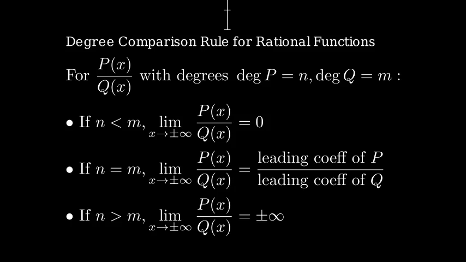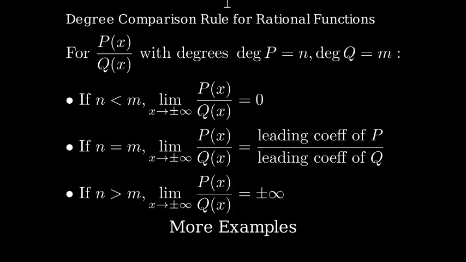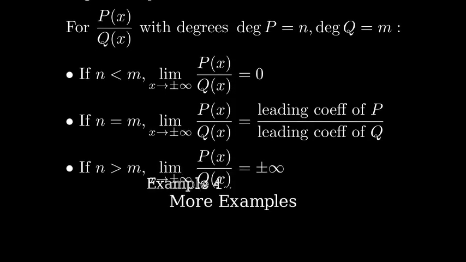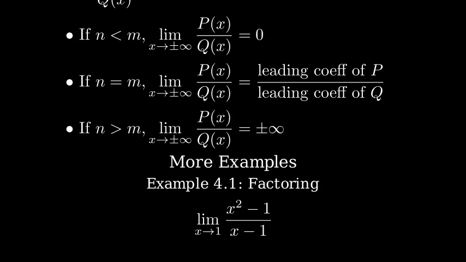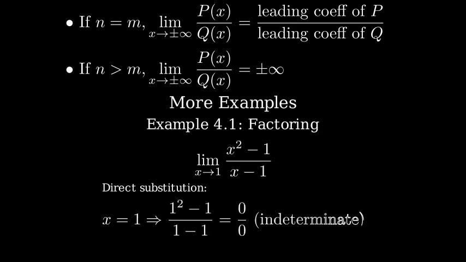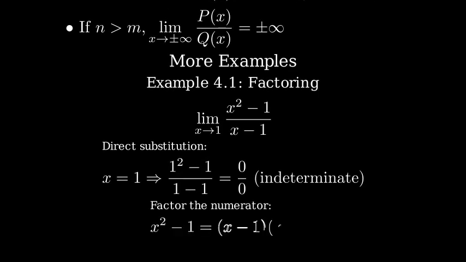Now, let's look at some more examples of using the techniques we've learned. Example 4.1. Let's find the limit of x squared minus 1 divided by x minus 1 as x approaches 1. If we try direct substitution, we get 0 over 0, which is indeterminate. So, let's try factoring the numerator. We know that x squared minus 1 equals x minus 1 times x plus 1.